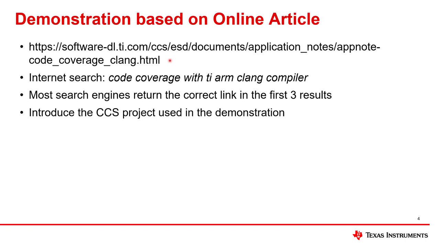That's not practical. What I hope is practical is that you can go to your favorite search engine and type in "code coverage with TI ARM Clang compiler." I think that's pretty straightforward to type in. All the search engines I checked returned this long URL in the first three results. So I recommend that be the method that you use to get to it. The next thing we'll be seeing is I will introduce the CCS project used in the demonstration.